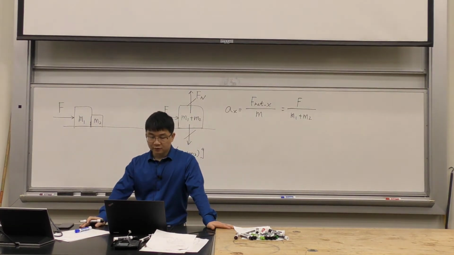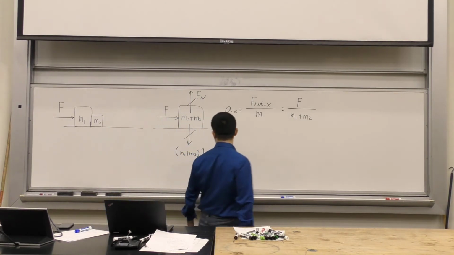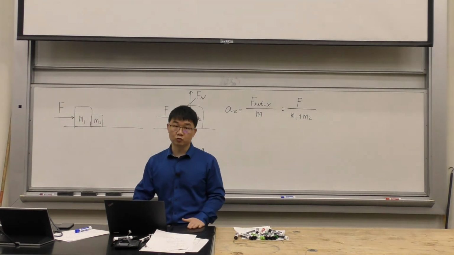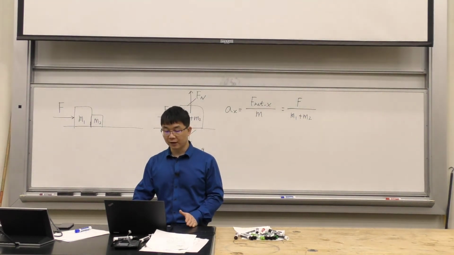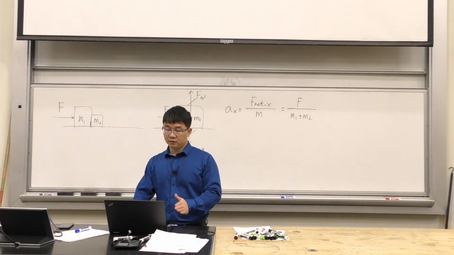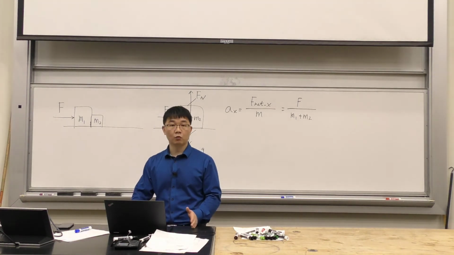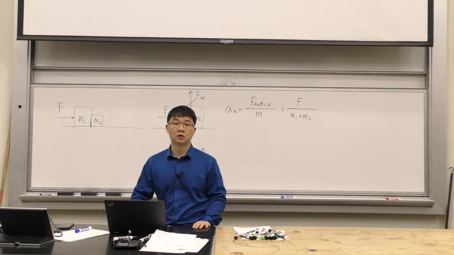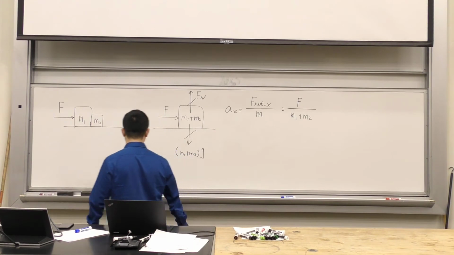Now let's take a look at the second part. Okay, the second part, I want you to find the magnitude of the force from M1 on M2. So now I'm trying to find a force on M2. I should draw a free body diagram of M1 or M2. Think about it. I want to find a force from M1 on M2. I'm interested in a force on M2. I should draw a free body diagram of M2. Okay, so that's what I'm going to do now.